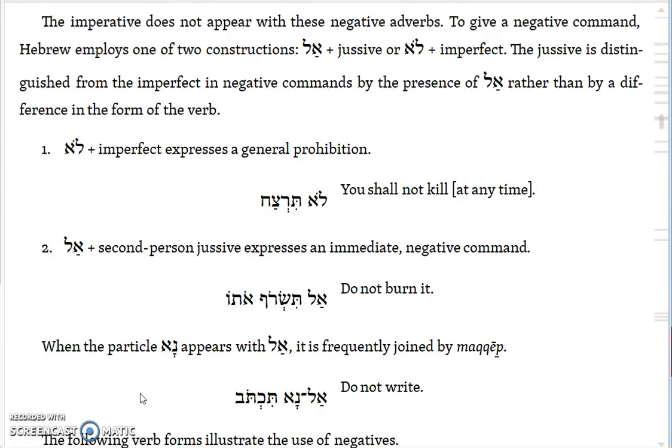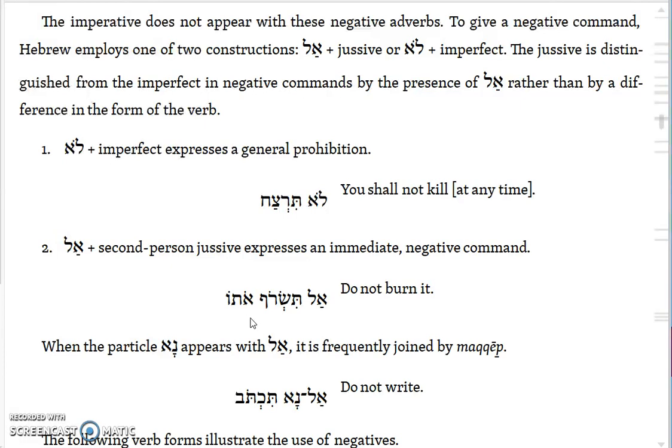Now, since there are two different ways of giving a negative command, there does seem to be a slight distinction between the two. Lo plus the imperfect seems to be a bit stronger, to give a more general prohibition. So in the Ten Commandments, it'll use lo, tirtzah, you shall not commit murder. That's a general prohibition. Whereas al plus a second person jussive would mean that you're not to do it, at least not right now. So al tisrof oto, do not burn it, doesn't mean that you can't burn it at certain times, but don't do it at this time under these circumstances or the like.